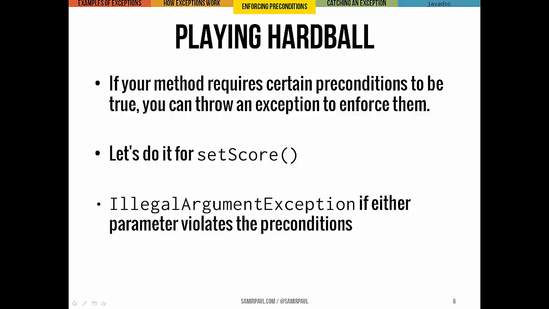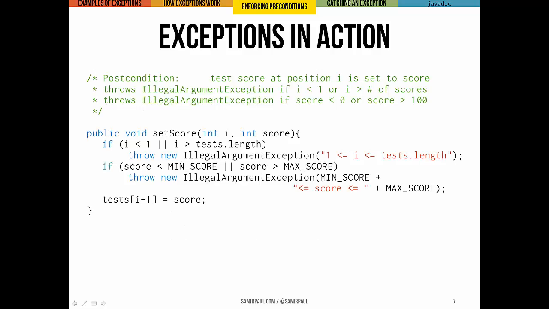We know what the preconditions are, so we're going to start by choosing the right exception and describing that in the documentation. We're going to throw an IllegalArgumentException if either parameter violates our preconditions. Now, because the method is either going to succeed or it's going to throw an exception, we'll make it now return void rather than boolean. So let's take a look at the method header.